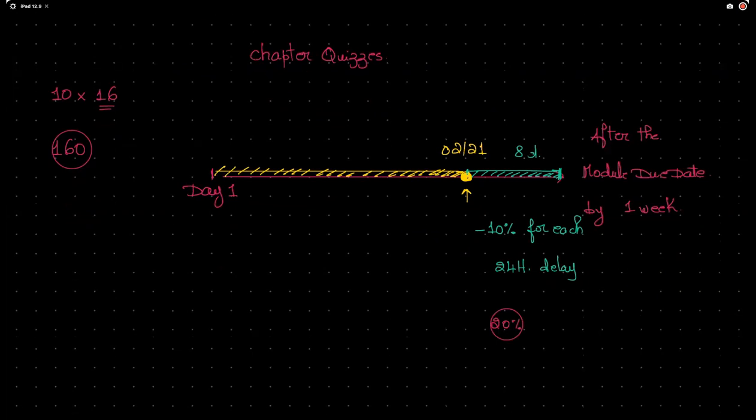Because each day, and we have 7.5 days between when it's due and when it closes, for each day, I take off 10% of the grade. So what you will end up having, if you've completed just before it closes, is 20%.